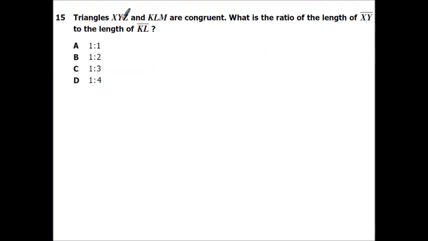Alright. Triangles XYZ and KLM are congruent. Remember, congruent means equal. What is the ratio of the length of XY to KL? So, since they put XY first and KL first, and they said that they are congruent, that means they're the exact same, so they would be 1 to 1. So 1 to 1 means they're equal.